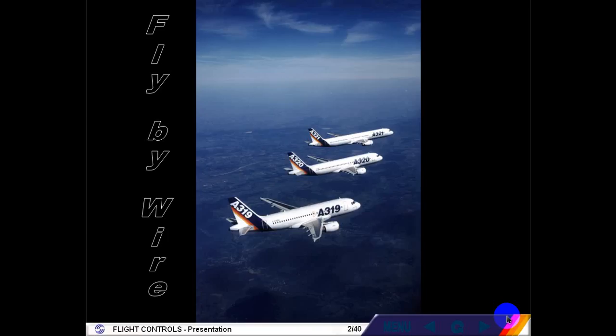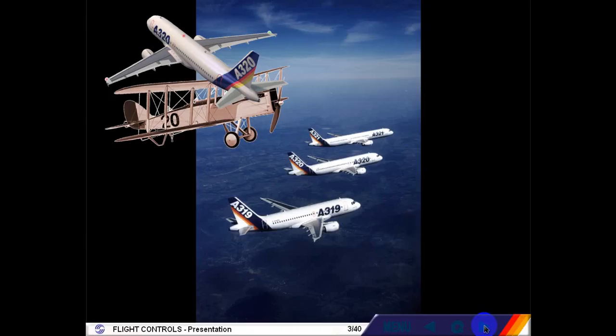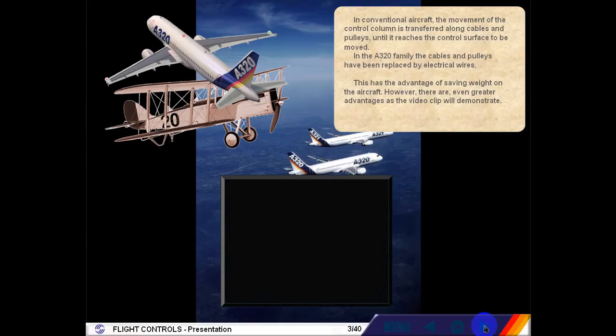We will begin this module by explaining the basic concept of the fly-by-wire system. In conventional aircraft, the movement of the control column is transferred along cables and pulleys until it reaches the control surface to be moved. In the A320 family, the cables and pulleys have been replaced by electrical wires. This has the advantage of saving weight on the aircraft. However, there are even greater advantages, as the video clip will demonstrate.